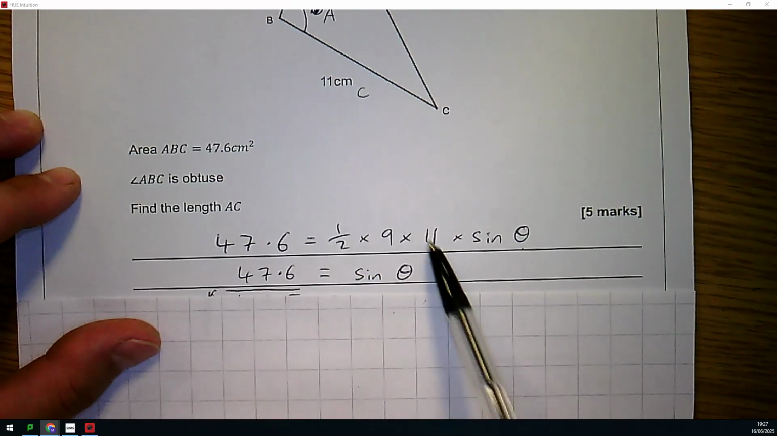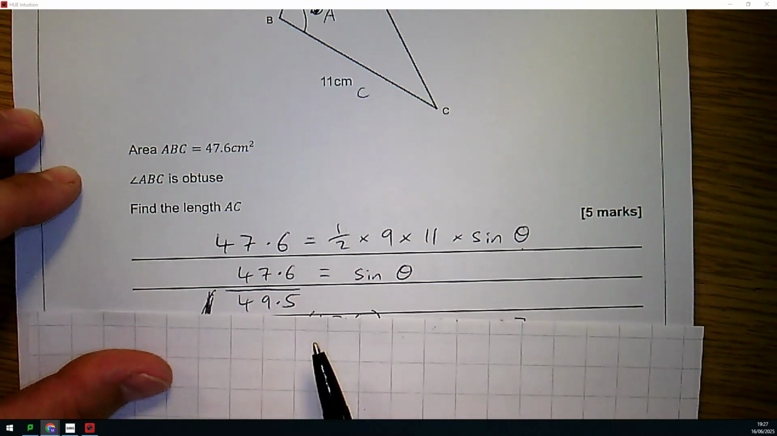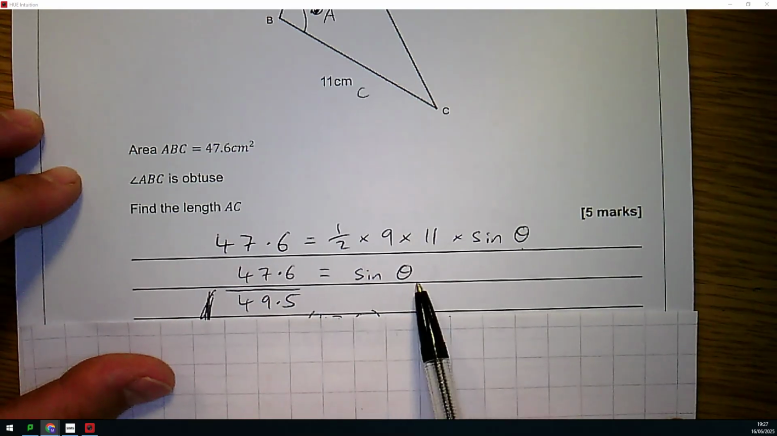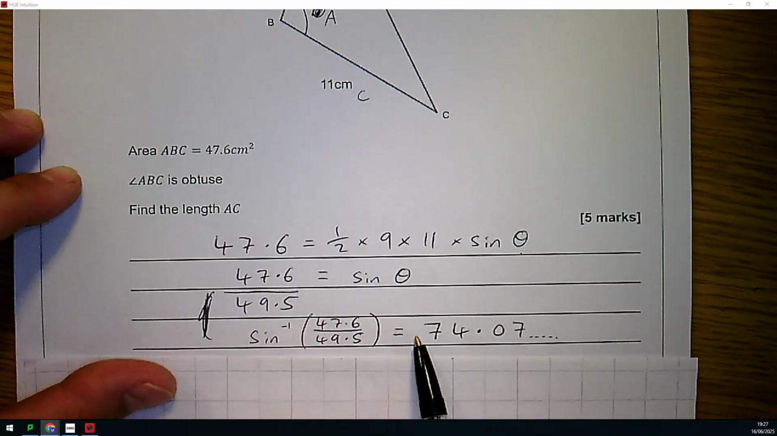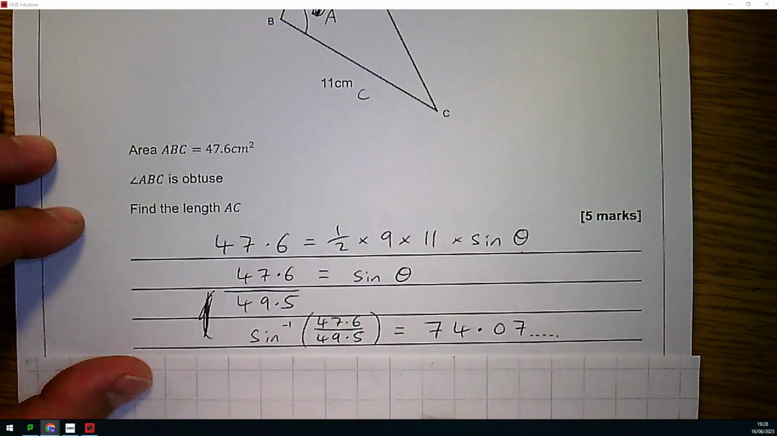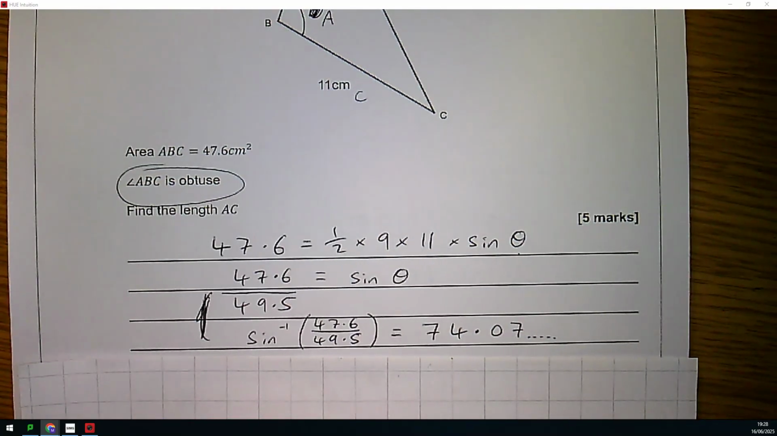Then we can actually work this out, half times 9 times 11, and divide both sides by it. So divide by 49.5. Then to find the angle, we're going to do the inverse sine of that, and that's going to give us 74.07. But we have a problem. We're told that the angle ABC is obtuse.